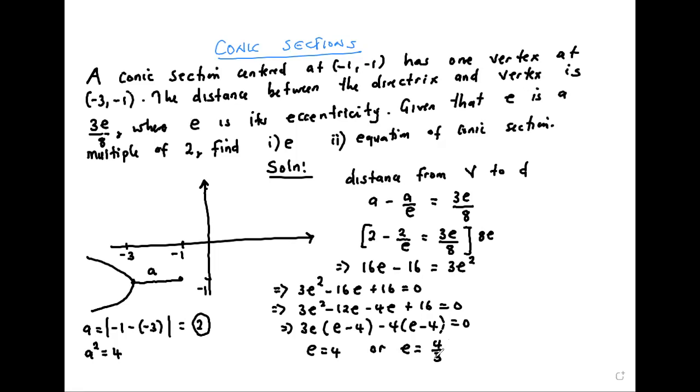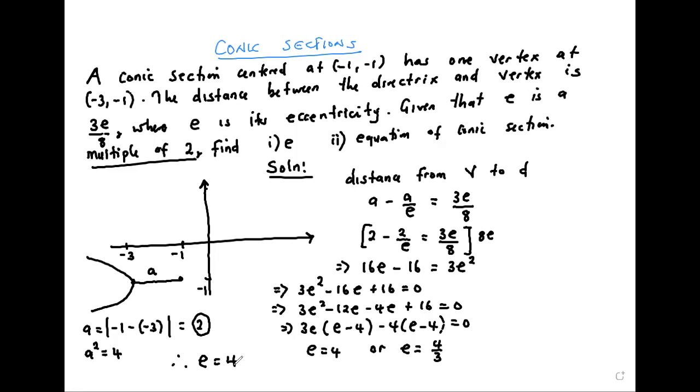But remember, we're told that e must be what? A multiple of 2. So that statement is helping us to pick which e. You could have the 4/3 as your e, except that it's not a multiple of 2. So we pick e to be equal to 4, which is a multiple of 2. And then the second thing is we're asked to find the equation of the conic section. How do you find it? So you have e and you have a.